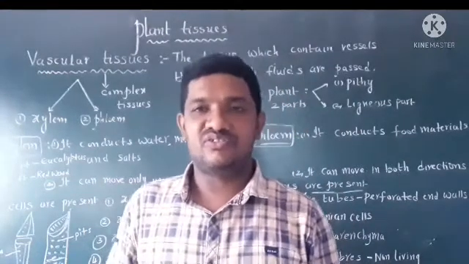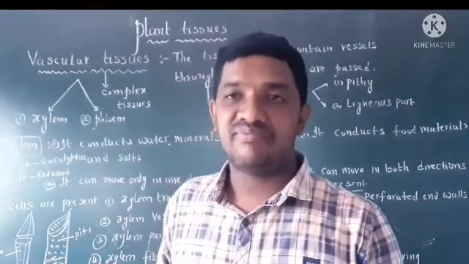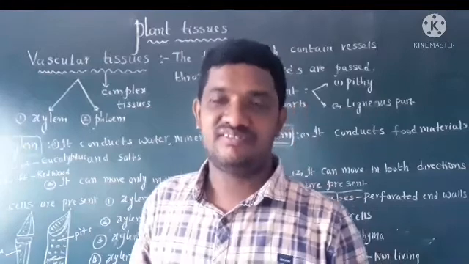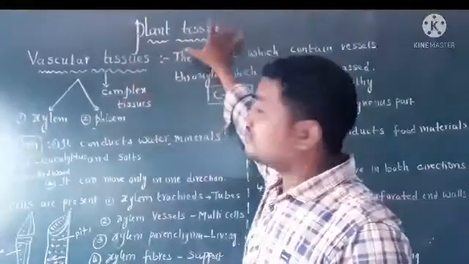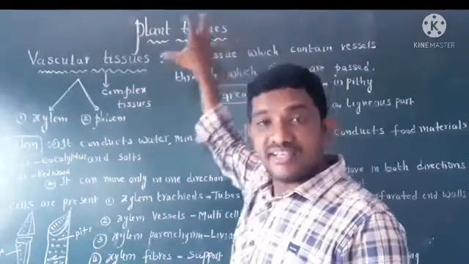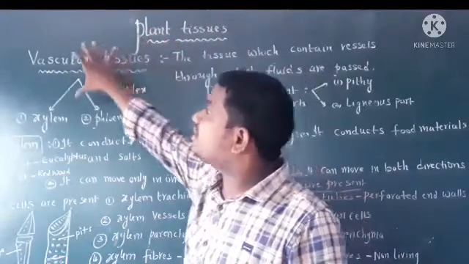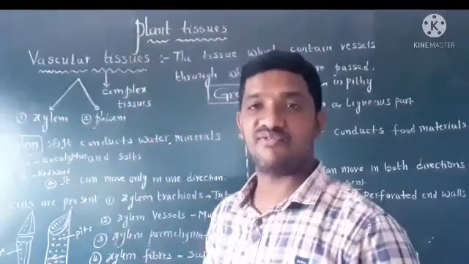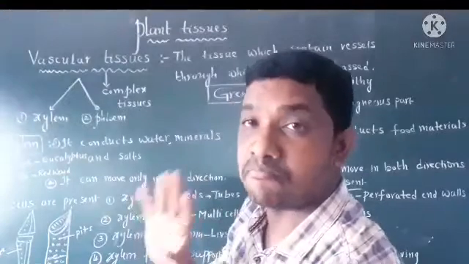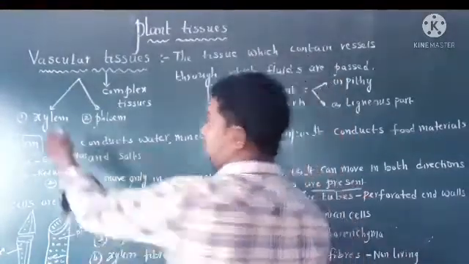Coming to today's topic, that is plant tissues. That is the main topic, plant tissues. In that, the subtopic name is vascular tissues. This is the fourth kind of plant tissues. Fourth one.